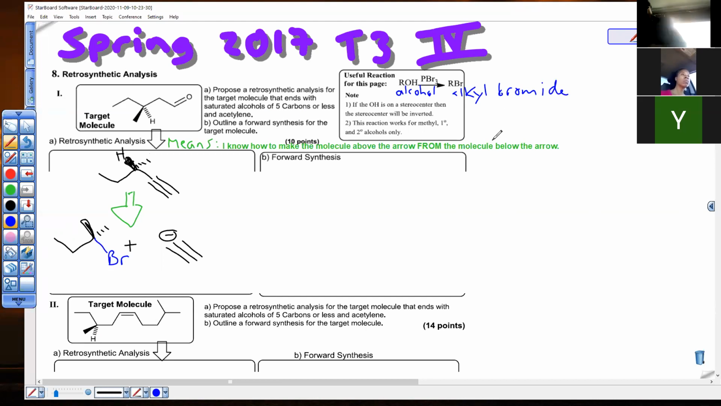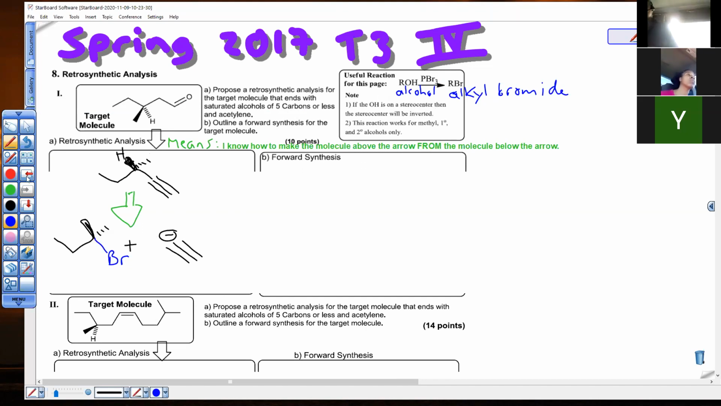So you really don't have a choice what leaving group to use unless you want to learn a whole bunch of new reactions ahead of time. This is a reaction that's ahead of time. Chapter 10, we're going to learn this reaction. Right now I'm just saying, hey, it's there. Use it. And there's a comment here about if the OH is on a stereocenter, which it will be, then the stereocenter will be inverted.